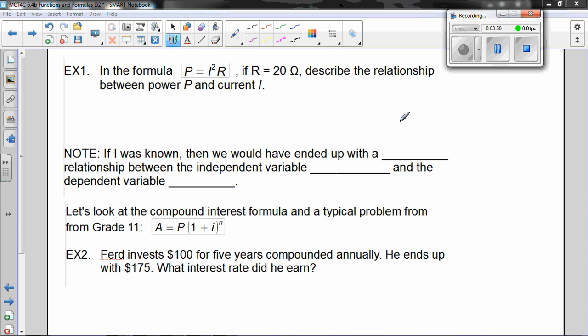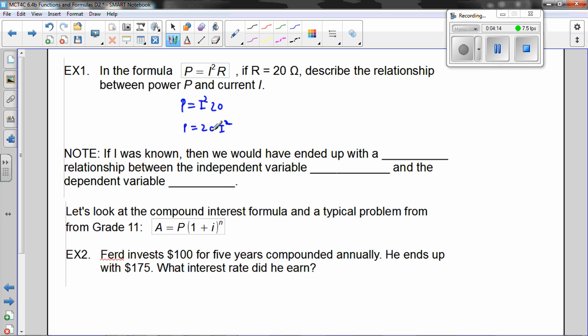In that formula, if R equals 20 ohms, describe the relationship between P and I. So you see, there are 3 variables, but I'm setting one to be constant. Well, what's the rest that's left over? If R is 20, well, for one thing, this just looks silly this way. Let's write it with the number part out front. What type of function do I have left over?